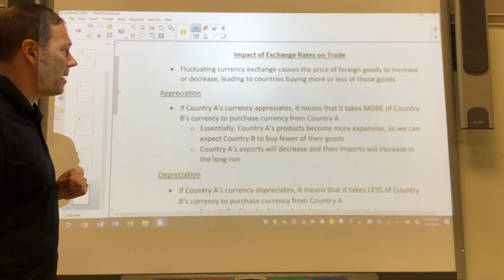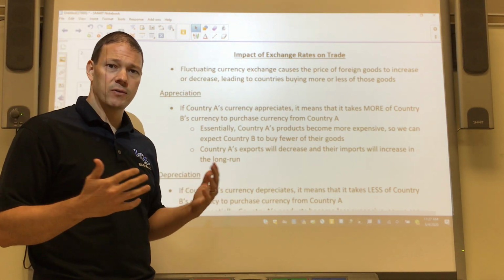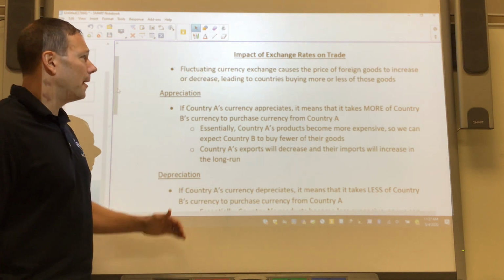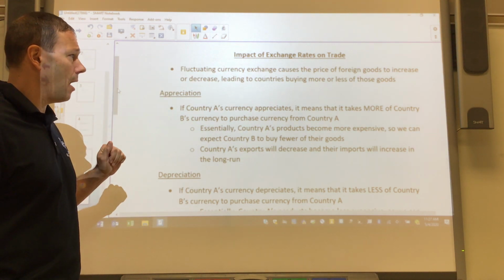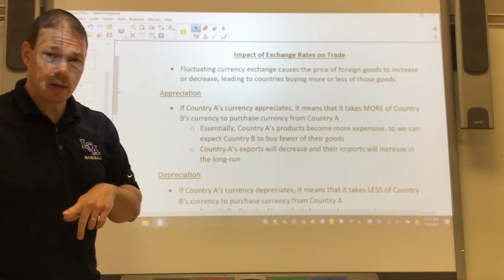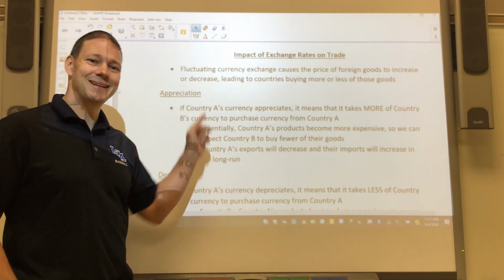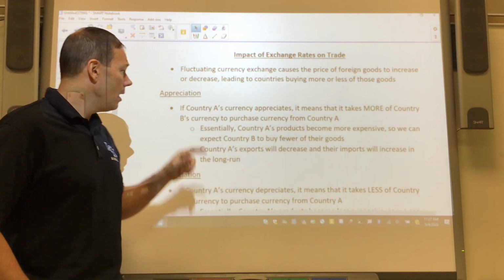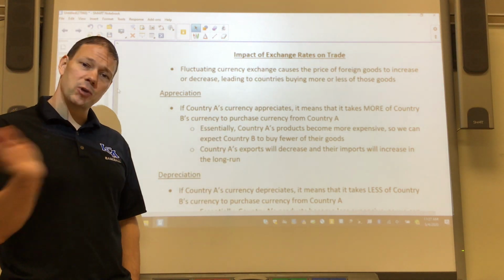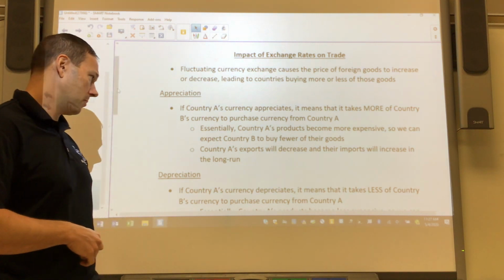And then lastly, how does that impact trade? Because changing values of currency affects the price of things and whether or not we buy. So when a country's currency appreciates, let's look at it from country A's perspective, their currency appreciates. That means, if you look at a graph, it takes more of country B's currency to get that money from country A. That means country A's products just became more expensive to country B. Well, think about that. If country A's products become more expensive, are they going to buy more or fewer things from them? They're going to buy fewer things from them.